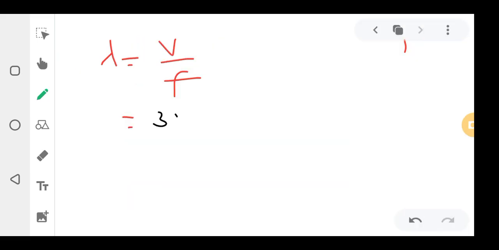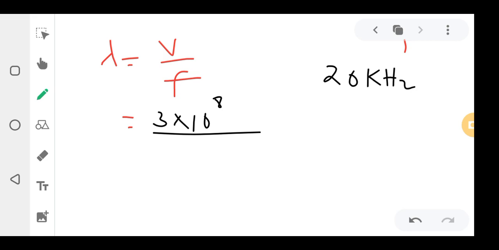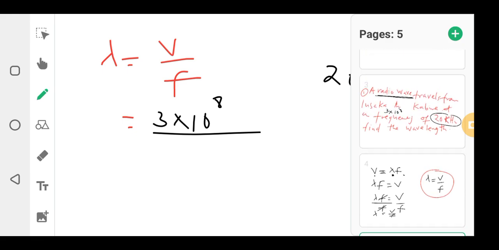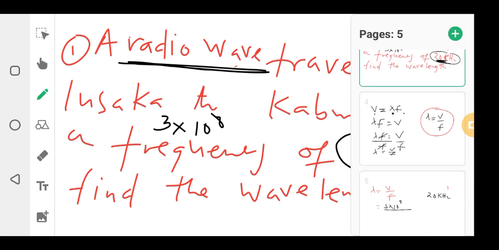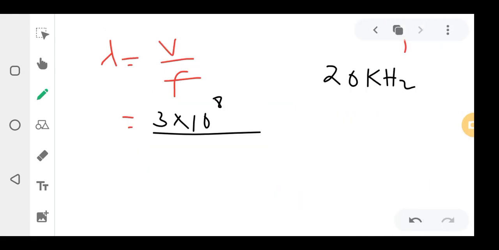So it will be 3 times 10 to the power 8 over frequency. You remember in the question they said the frequency is 20 kilohertz. So how do you convert that? Because of that K, you have to remove the K. So you put your 20 here.